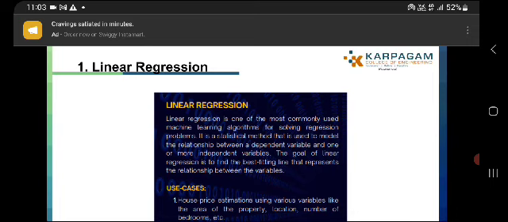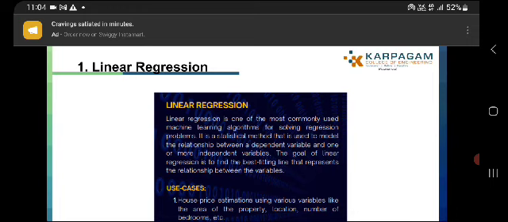So it tries to best fit a line between the dependent and the independent variables, and this best fit line is known as the regression line. The equation for the regression line is, for example, y = ax + b. Here y is the dependent variable, x is the independent variable, and b is referred to as the intercept of the line. Linear regression can be divided into two types: simple linear regression and multiple linear regression.